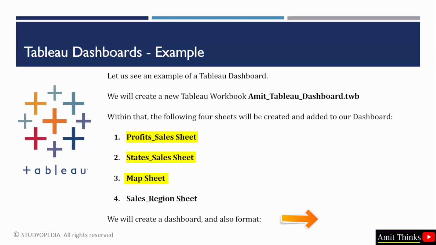In our sample_superstore data, we have the data of the US. So the map will be of the US and it will display the sales based on state on the map. The fourth will be your sales_region sheet. That means a bar chart that will display sales by region. That is the 4 regions we have seen before: central, east, south and west. So let us create 4 sheets and then we will create a dashboard.